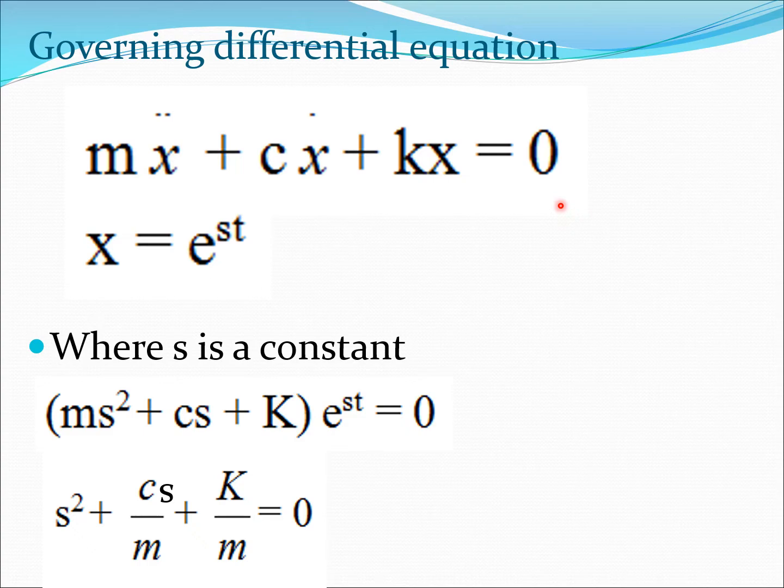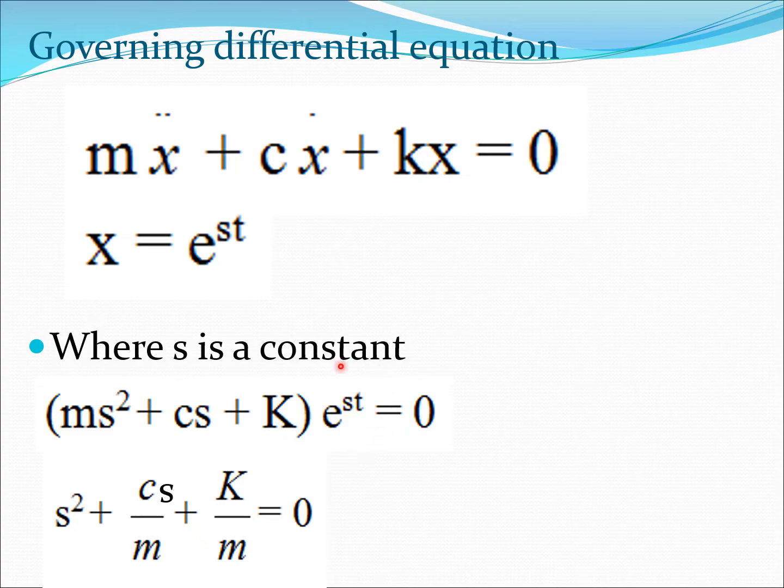in structural dynamics. So to solve it, we assume x is e^(st), where s is a constant. We substitute it into this equation. Now, if we were to differentiate this once, we get s e^(st). If we differentiate it twice, we get s squared e^(st). So we put it into the differential equation here, we get this characteristic equation.